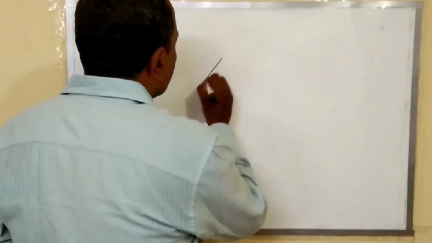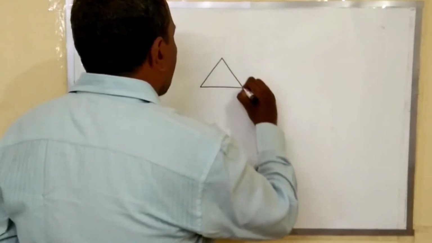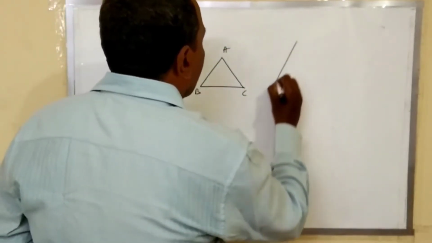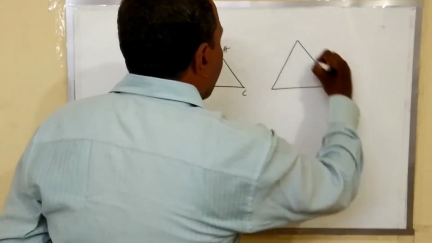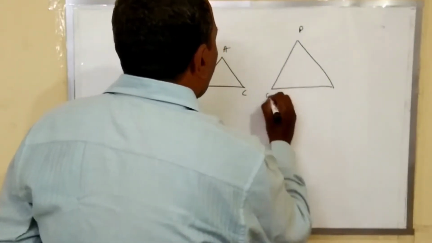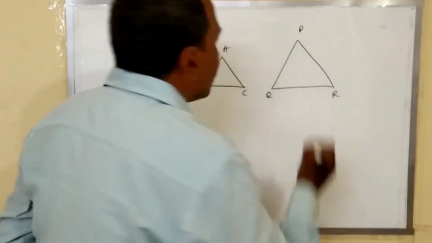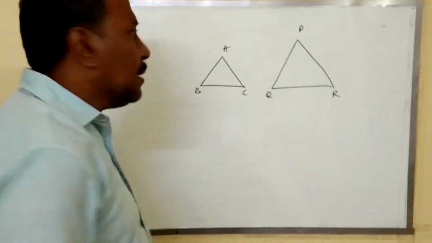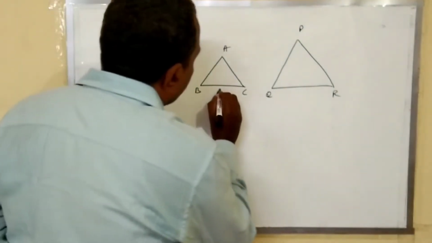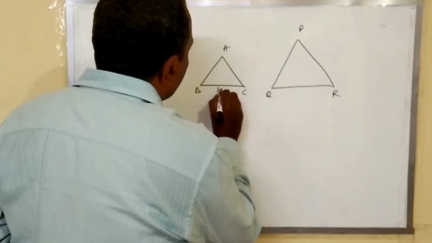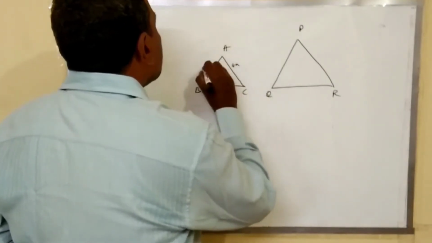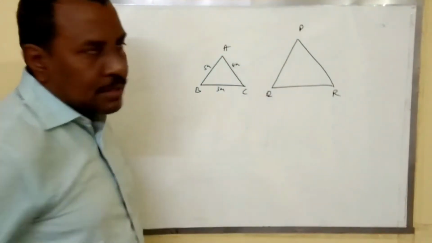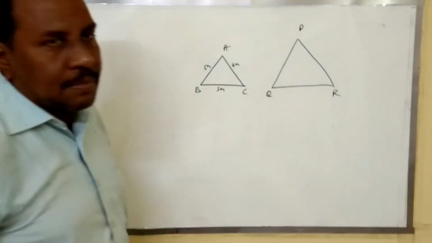We have to take two triangles. This is triangle ABC and this is another triangle named PQR. You can observe that their shapes are equal but sizes are not equal. So I take BC as 3 centimeters, AC as 4 centimeters and AB as 5 centimeters.